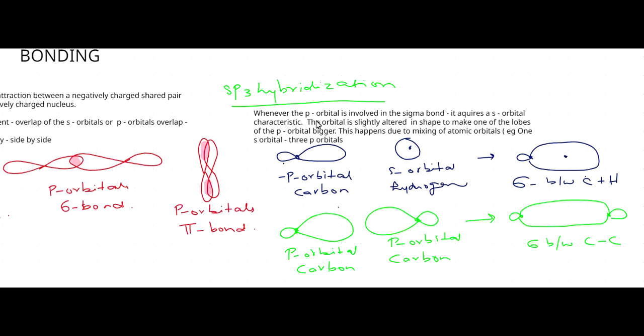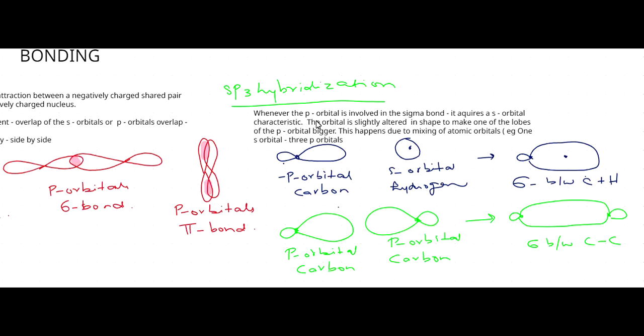So as a result, the shape of the p orbital changes because now the orbitals are all mixed up. The orbitals are all sharing the electrons. So the s orbital and three p orbitals will mix with each other, and they will cause the shape of the p orbital to change so that one lobe of the p orbital is bigger than the other. That's why it is known as sp3 hybridization, because it is one s orbital and three p orbitals.